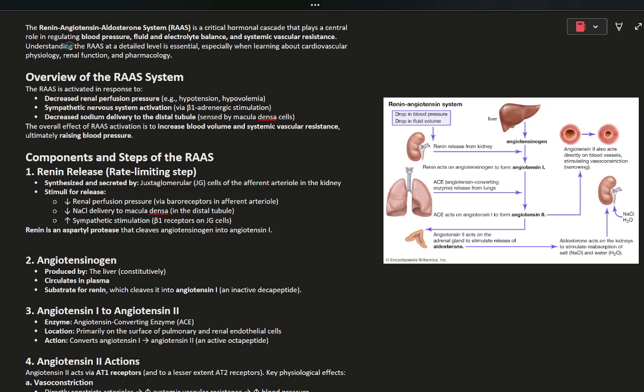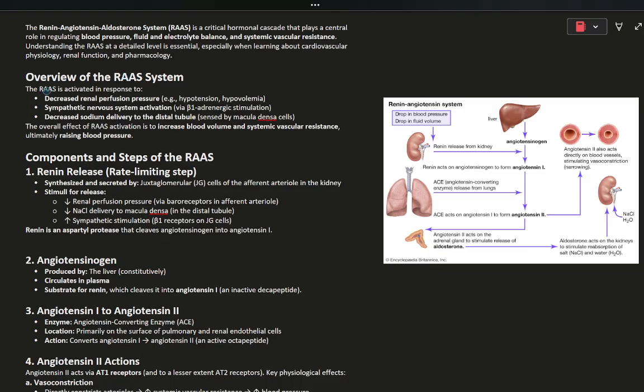That is why understanding the Renin-Angiotensin-Aldosterone system is essential, especially when you are trying to understand cardiovascular physiology, renal function, and pharmacology. So let's dig into the overview of the RAAS system.